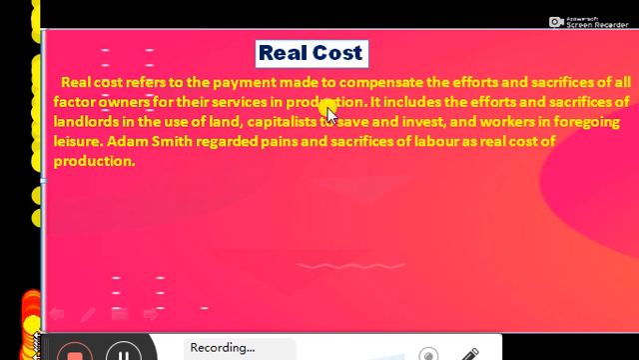Factors of production sacrificing their leisure. The owners of the factors of production include the effort and the sacrifice of landlords in the use of land, capitalists to save and invest, and workers in foregoing leisure. Adam Smith regarded the pains and the sacrifice of labor as the real cost of production.